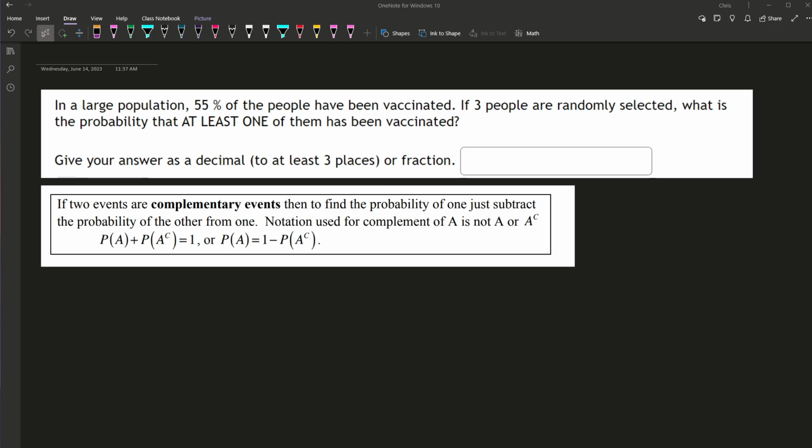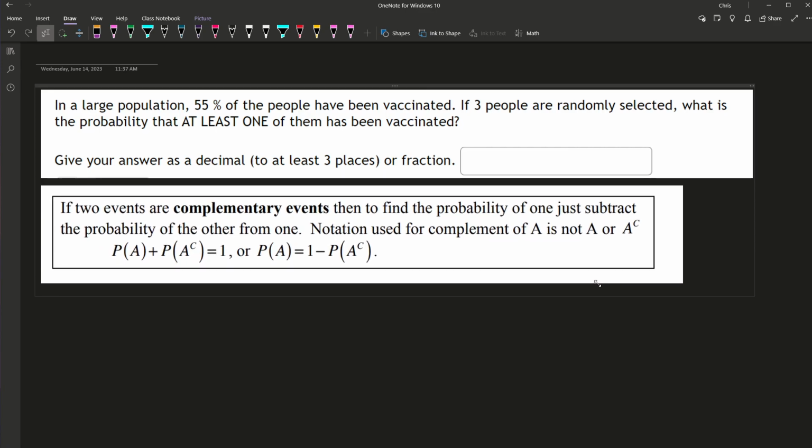So in this type of problem, we want to use this idea of complementary events. Remember from the chapter that if 2 events are complementary events, then to find the probability of one, we just subtract the probability of the other from the number 1. The notation used for the complement of A is not A, or A with a superscript C. And the probability of A plus the probability of not A is equal to 1.